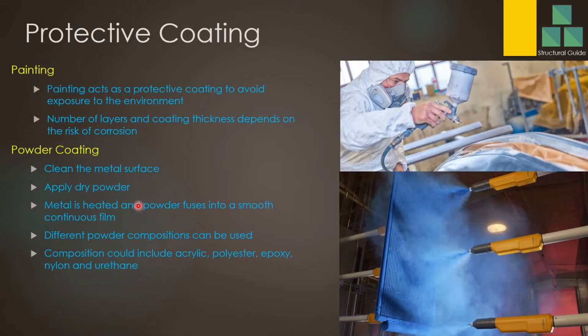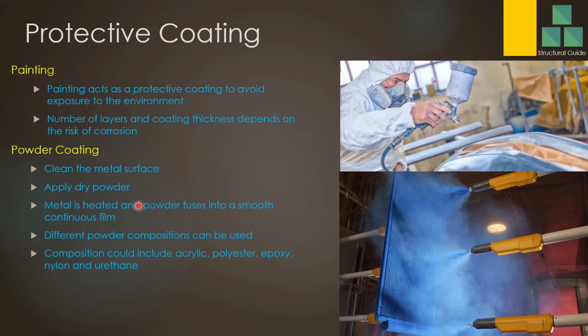Let's see how to protect steel with protective coatings. What are the protective coatings? Mainly today we are going to discuss painting and powder coating. I think we all know what painting is. We apply paint over the steel as a coating to avoid its exposure to the environment. If the steel is not exposed to the environment, oxygen and moisture can't reach the steel, so it's protected.